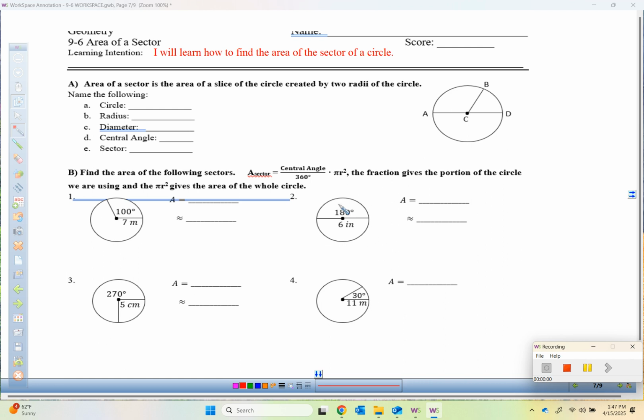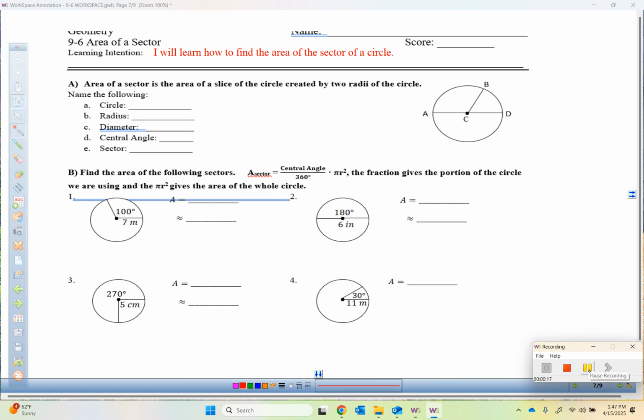Okay, so today we're looking at lesson 9-6, area of a sector. The learning intention is: I will learn how to find the area of the sector of a circle. So let's go ahead and take a minute to get that down.